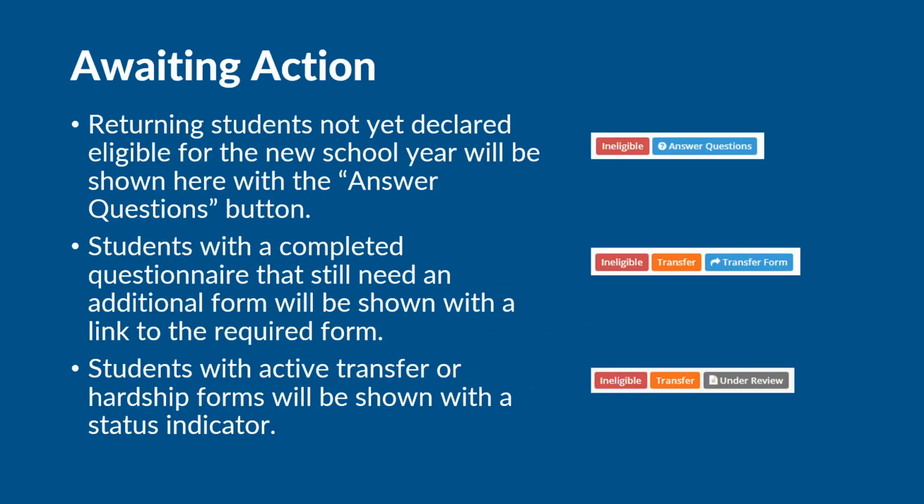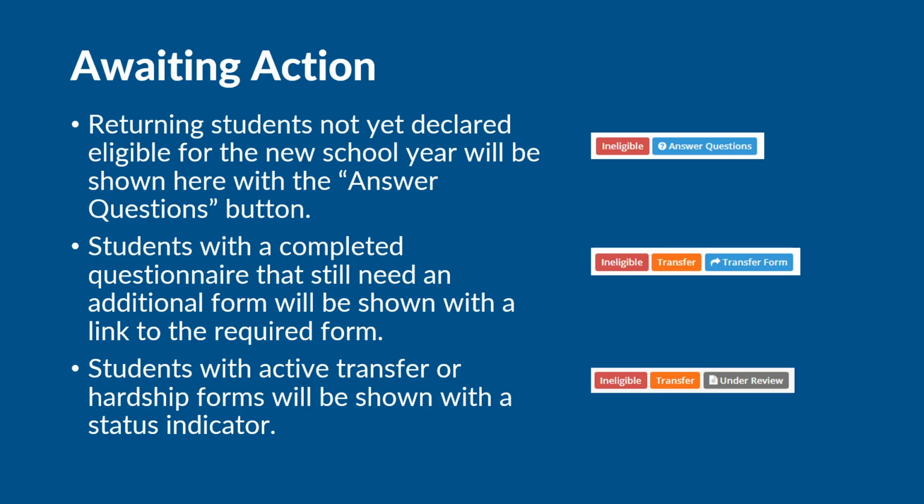First, the awaiting action page. Now, a lot of these pages may look similar, but they show different things. This awaiting action page is going to be your main eligibility screen. All of the students that have been added to the portal but are not eligible are listed on this page.